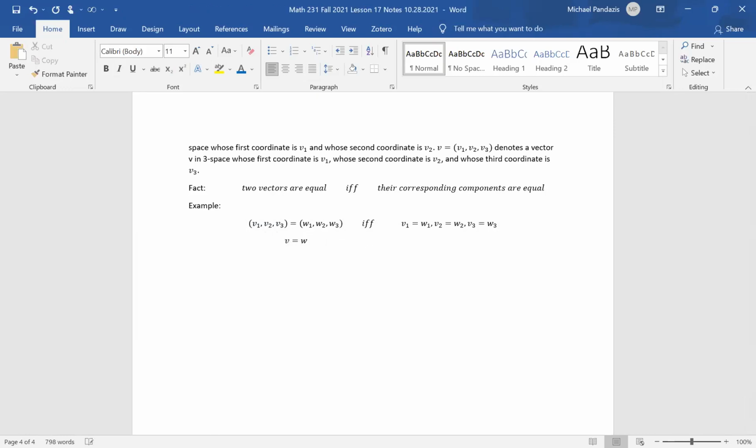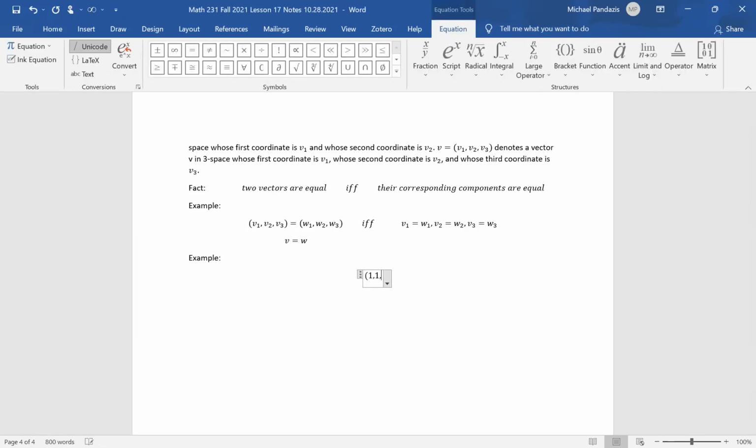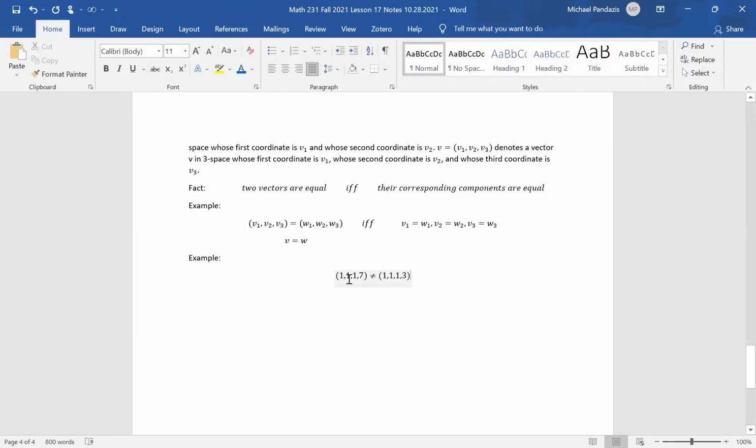Okay, so another example, the vector 1, 1, 1, 7 is not equal to the vector 1, 1, 1, 3. Even though the first three components are the same, the fourth component is different. All four corresponding components have to be the same in order for the two vectors to be equal. If any one pair of components is different, that means that they're not equal.